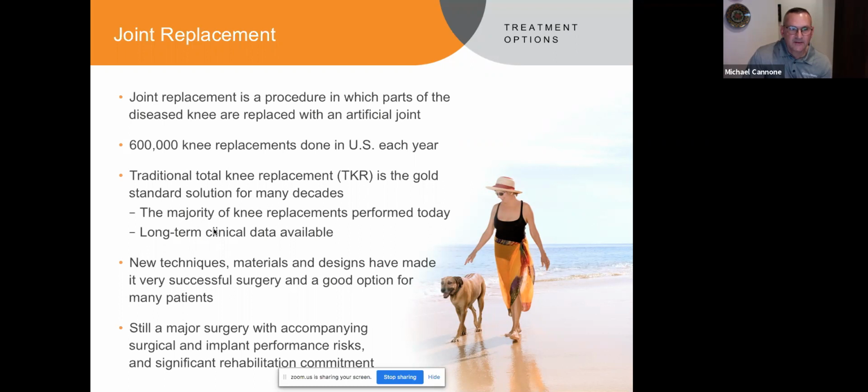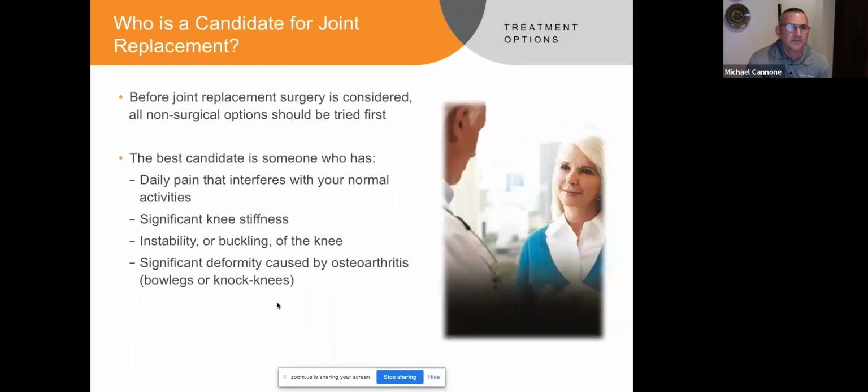Today, though, we do have some new techniques to our advantage. We have new materials and designs which have made a very good, very successful surgery an even better option for patients. It's still a major surgery. It's still accompanied by the standard risks of infection, blood vessel injury, or getting a blood clot, but the procedure itself is more technically refined.